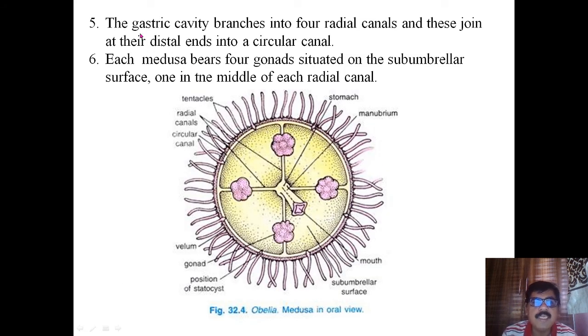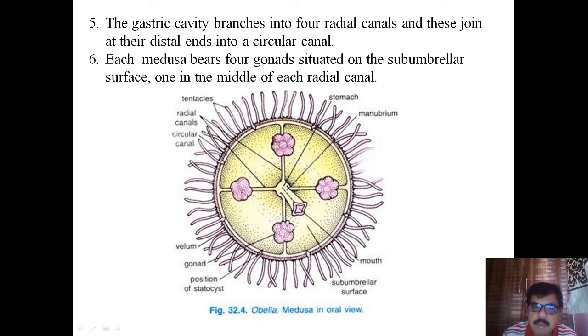So this is the mouth and this is the gastric cavity. It branches into how many radial canals? The four radial canals, and these join at their distal ends into a circular canal. This is the circular canal. Each medusa bears how many gonads? Each bears four gonads situated on the subumbrellar surface, one in the middle of each radial canal.